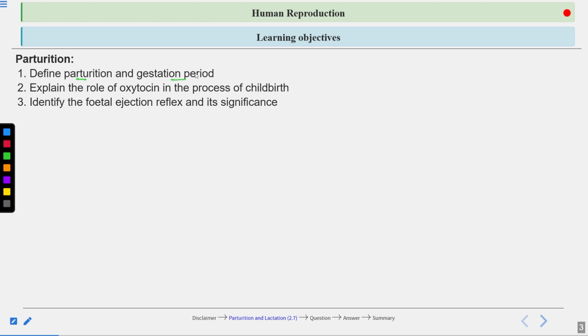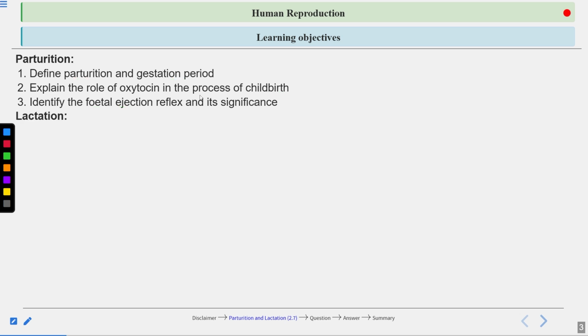This gestation period varies in different animals. We will study the role of oxytocin in the process of childbirth. Oxytocin is a very important hormone and it plays a major role in childbirth. Third, we will identify the fetal ejection reflex and its significance.